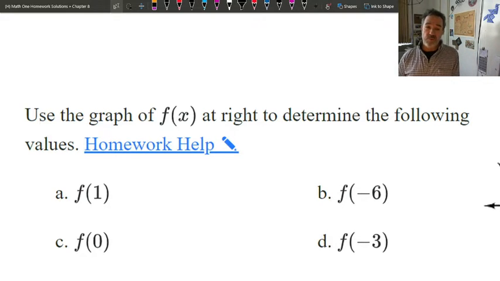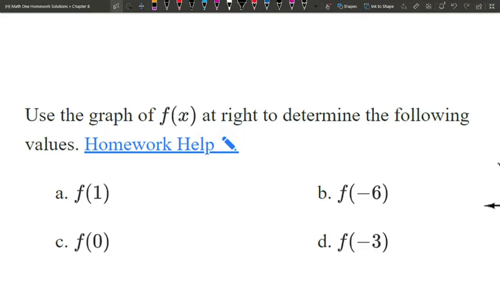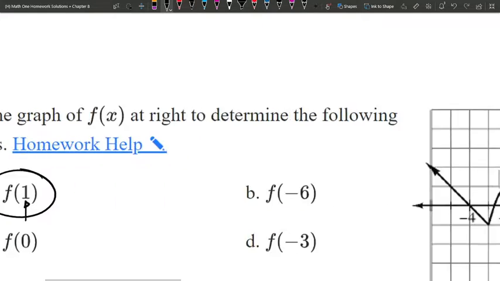So for this problem, we are given the definition of a function via a graph. So we're given a graph that's going to define a function, and we're asked to evaluate that function based on the graph. So the first thing I'm asked to identify is what is f of 1. So when 1 is the input to the function, what's the output of this function?